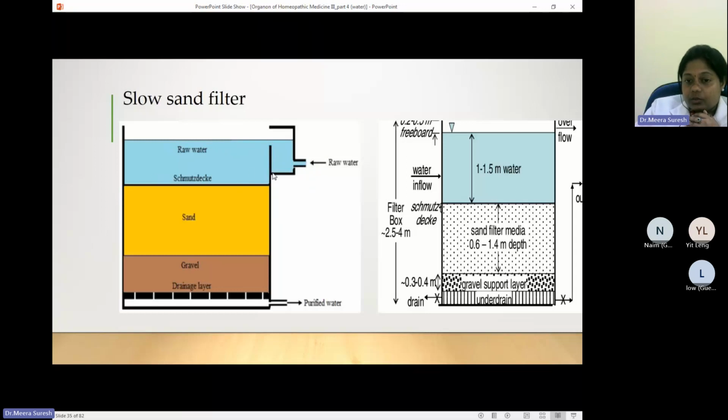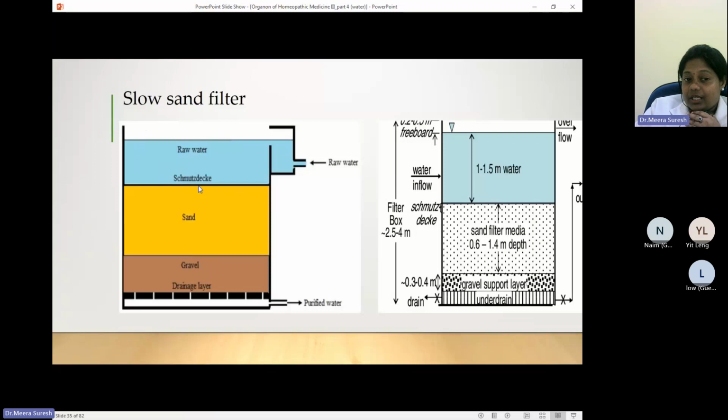Then there is a layer which we call the biological layer, or I don't know how to pronounce this, Schmutzdecke. I will continue pronouncing like that. Mostly it is a German word, I think. It means it is actually a layer of algae, plankton, etc. And this layer is very important because the algae, planktons, etc., are going to remove the bacteria, microorganisms from the water during this process of filtration.